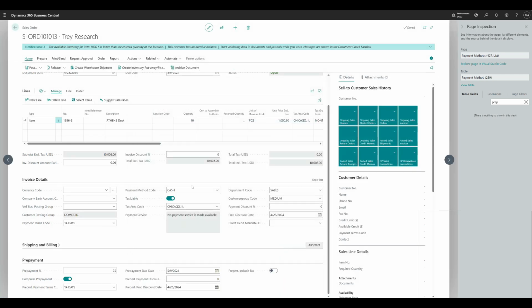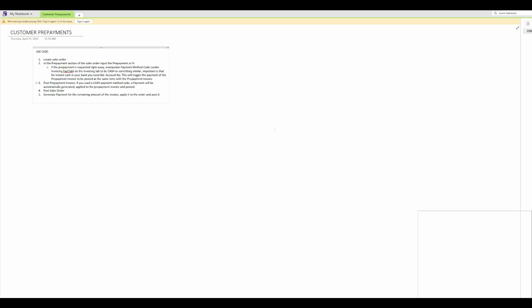Let's go with this use case, because I explained that in one of the notes here: if the prepayment is requested right away, change the payment method code on the Invoicing FastTab to cash or something similar. What's important is that for instant cash in your bank, you need a balancing account number. This will trigger the payment of the prepayment invoice to be posted at the same time as the prepayment invoice.